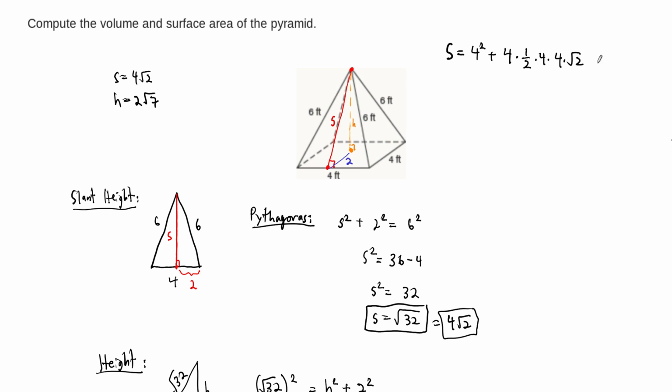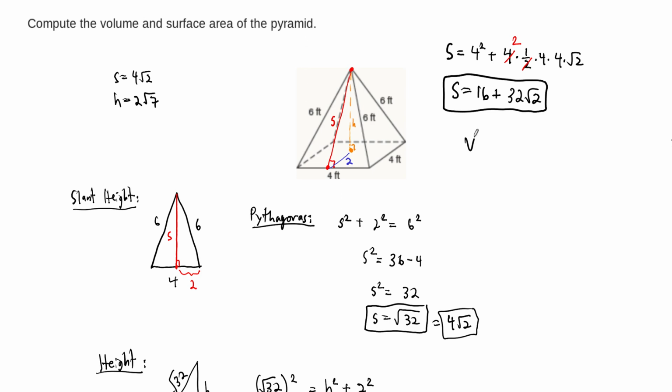Okay, and then we can just work this out, right? So we cancel here and here, that gives us a 2. And we end up with the surface area of this pyramid being 16 plus 32 root 2. All right, so there's the surface area of our pyramid.